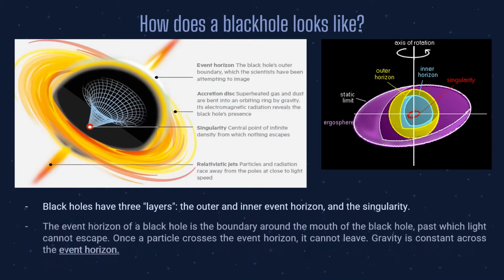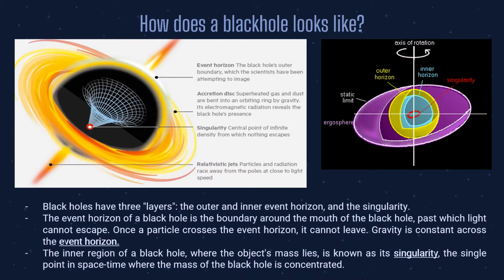Ever wondered how a black hole looks? Black holes have three layers: the outer and inner event horizon and the singularity. The event horizon of a black hole is the boundary around the mouth of the black hole past which light cannot escape. Once a particle crosses the event horizon, it cannot leave. Gravity is constant across the event horizon. The inner region of a black hole where the object's mass lies is known as its singularity, the single point in space-time where the mass of the black hole is concentrated.